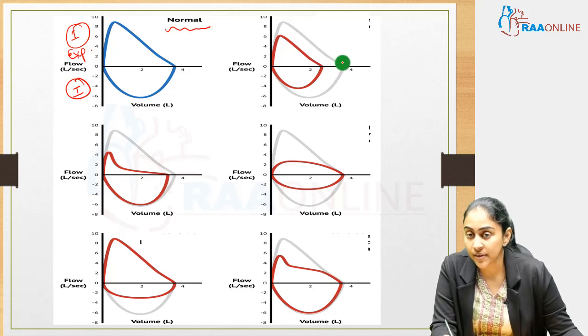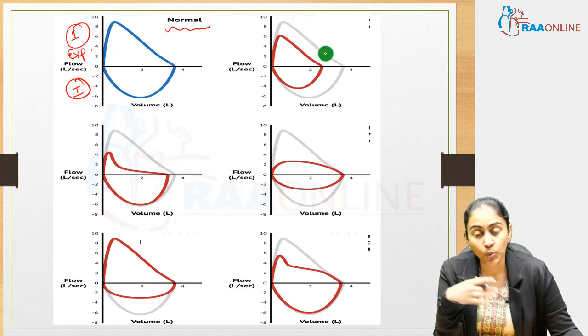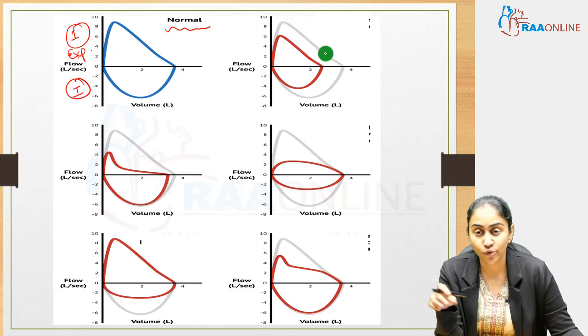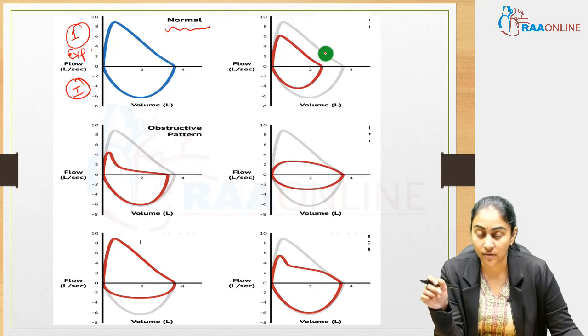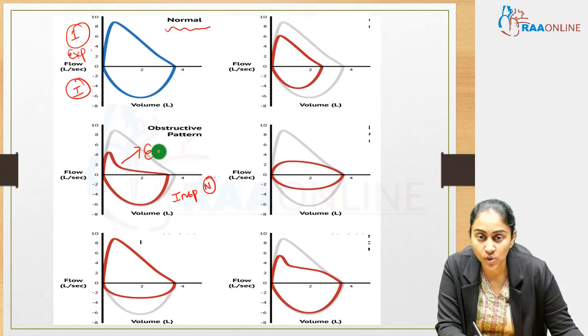Now, let's take the first image here. Here, there is a symmetrical reduction in the size of the flow volume loop. Both the inspiratory and the expiratory volumes and flow have been reduced. So, all the volumes are reduced here and therefore, this is going to be a restrictive pattern. Now, you see this pattern here. Here, the inspiratory flow volume loop is more or less normal. But what is strikingly abnormal is this expiratory scoop here. This expiratory scoop is typical of obstructive pattern.